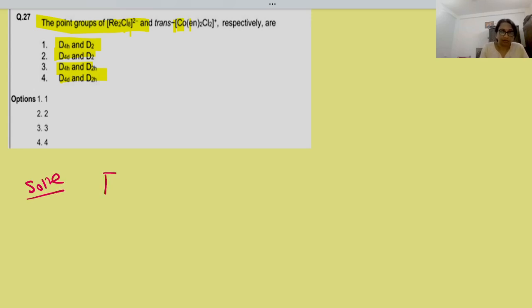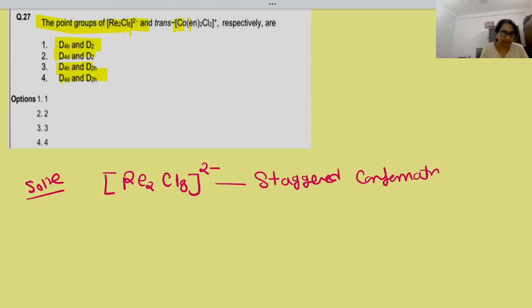In compound number 1, Re2Cl8 negative has a staggered isomer, a staggered conformation relative to the rhenium axis.